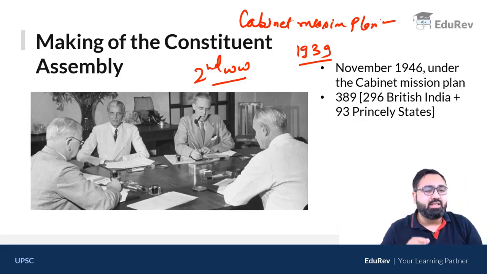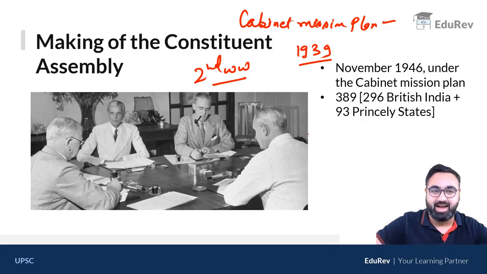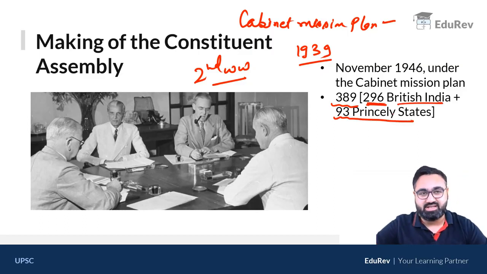Now, as per the Cabinet Mission Plan, the Constituent Assembly of India would have 389 members. Out of this, 296 would come from British India and 393 from the princely states.